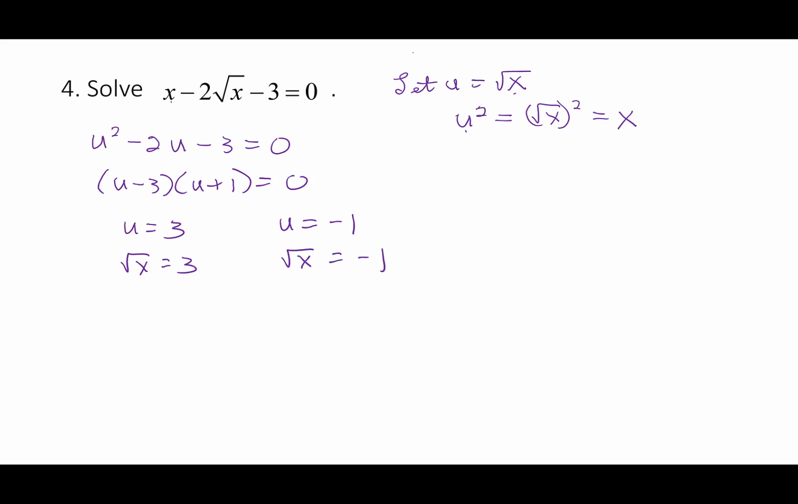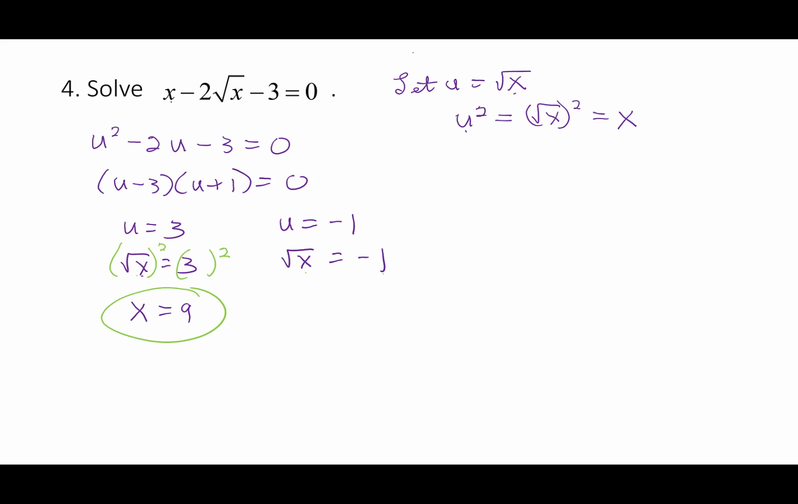If square root of x equals 3, then I can square both sides to give me x equals 9, and that makes sense. If I take the square root of 9, I get 3. So I have a solution of x equals 9.